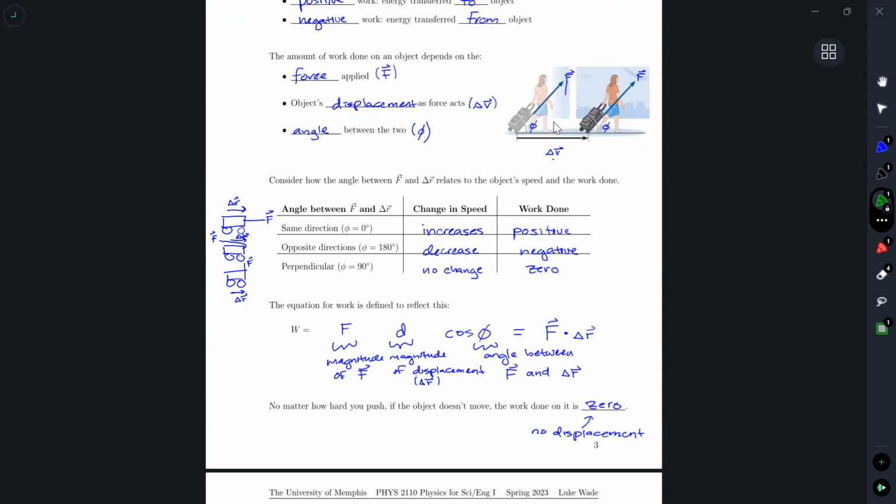Its direction changes, but it doesn't change speed. So the net work done is zero. And that's because the force is always perpendicular to the displacement in that case. Okay, calculation-wise, that's an important one.